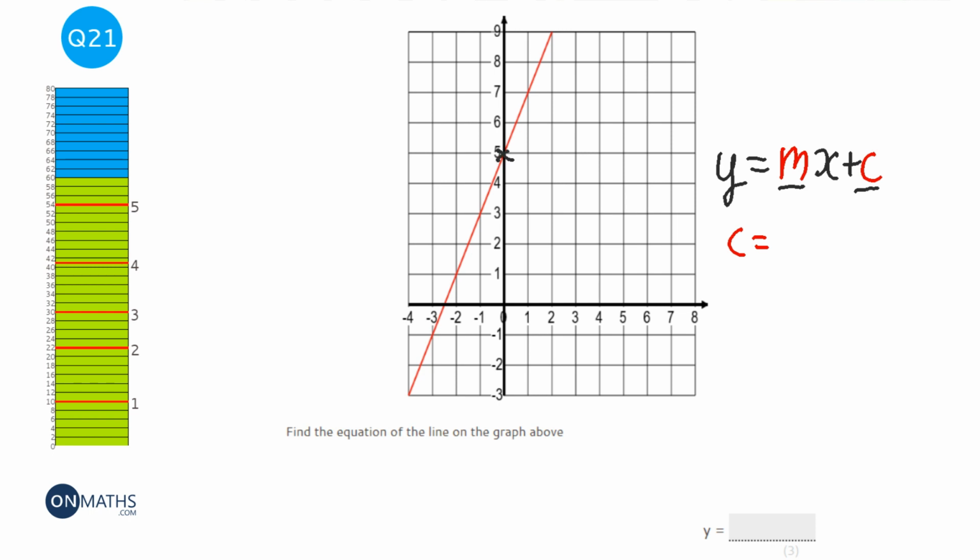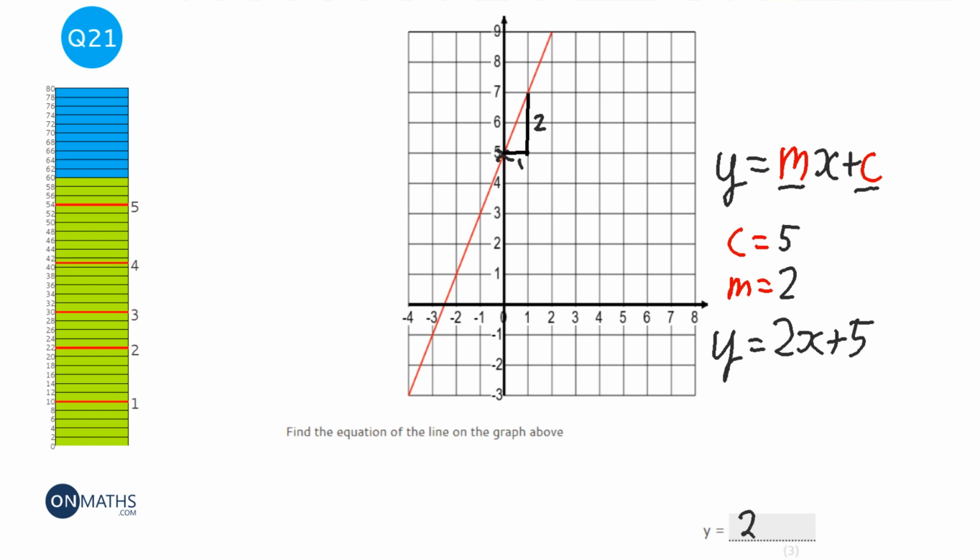C is just the point that the line hits the y-axis. So c is just 5. To find m is a little bit harder. M is called the gradient, and it's how steep the line is. So if I pick where it hits the y-axis, although you can pick any point, and I go across from there 1 square, and I go up, the gradient is for every 1 we go across, how far do we have to go up? 2. So the gradient is 2. So we've got y equals 2x plus 5.